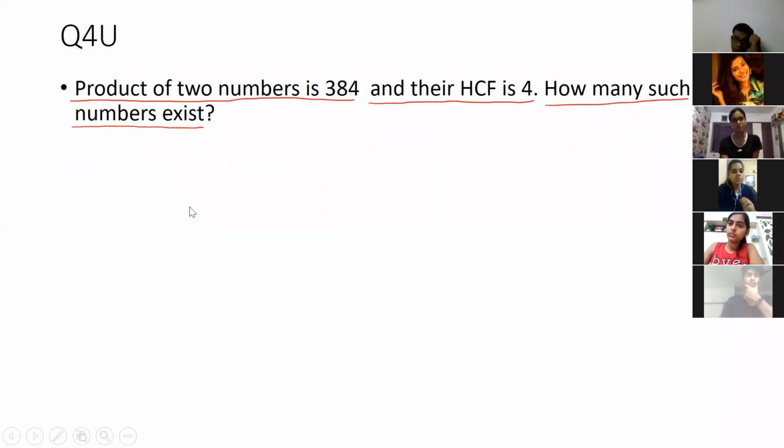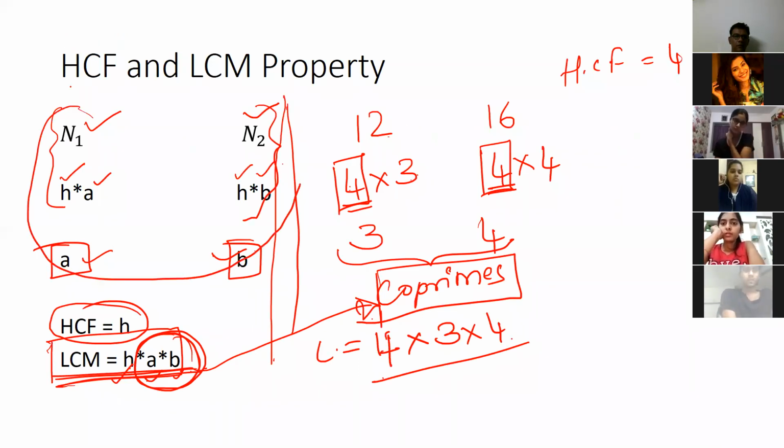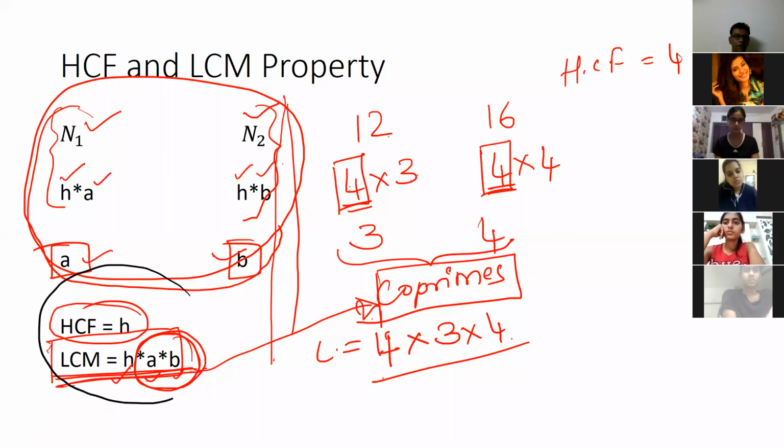Right. So the product of two numbers is 384 and their HCF is 4. How many such numbers exist? So I don't want you guys to solve. Let me solve it for you, and then the next question you can solve. Now look at what happened here. I want you to concentrate on this portion that I'm circling right now, because this is the portion that we are going to use, along with the one that I'm circling in black. These are the two portions that we are going to use.